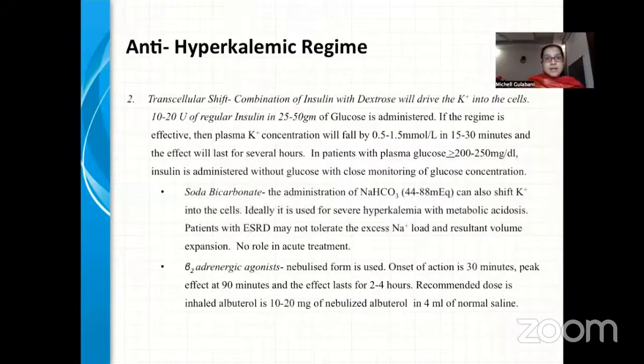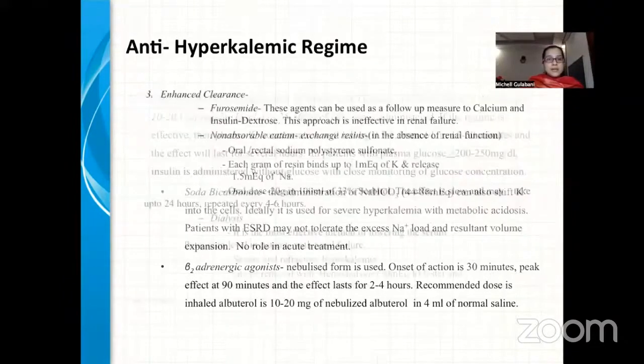The second mechanism for correction is the transcellular shift. You combine insulin and dextrose, which will drive the potassium into the cells: 10 to 20 units of regular insulin in 25 to 50 gram of glucose. It is administered, and the potassium concentration will fall by 0.5 to 1.5 millimole per liter in 15 to 30 minutes. Sodium bicarbonate is another agent which helps in transcellular shift. And then we have the beta-2 adrenergic agonist also. The recommended dose is inhaled albuterol 10 to 20 milligram, nebulized in 4 ml of normal saline.